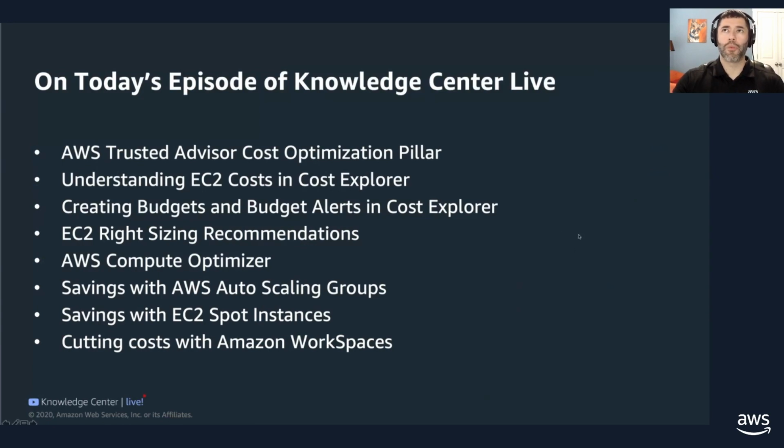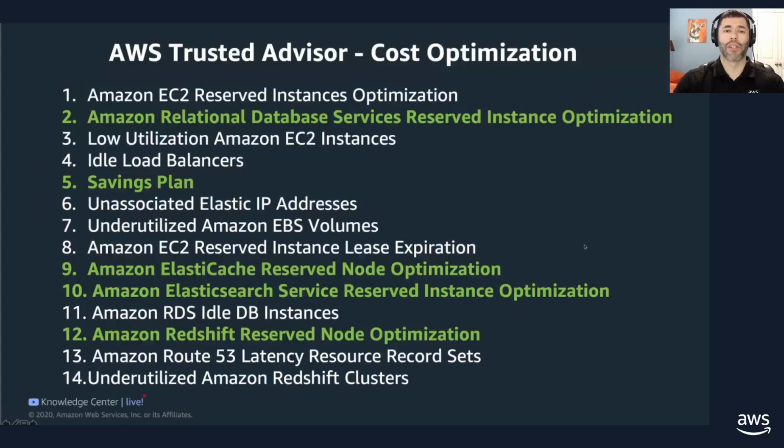So before we get started here, I'm going to jump over, and I mentioned we're going to talk about the cost optimization pillar and Trusted Advisor. We've got 14 checks now that are built into Trusted Advisor, giving you the ability to understand your cost and savings. We see here we've got Amazon EC2 Reserved Instance Optimization, Amazon Relational Database Service Reserved Instance Optimization, low utilization of Amazon EC2 instances, idle load balancers, savings plans, quite a few different items that we're going to cover today. Highlighting them really shows these are a lot of tools, or a lot of information, you can get from Trusted Advisor on how to save costs in your account.